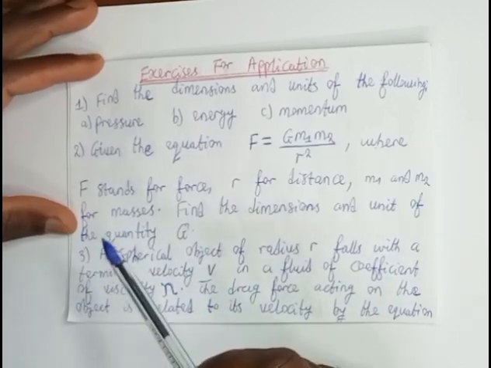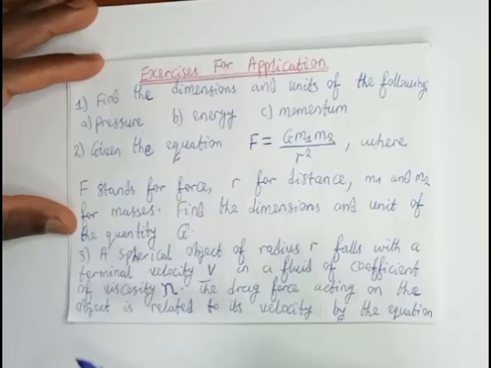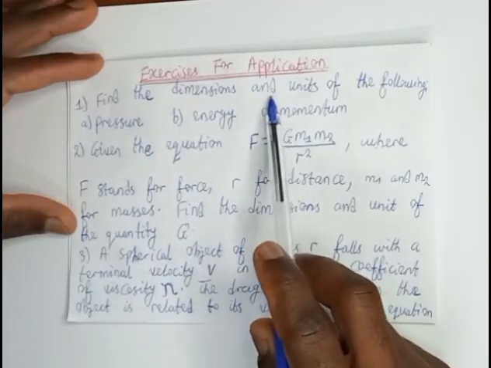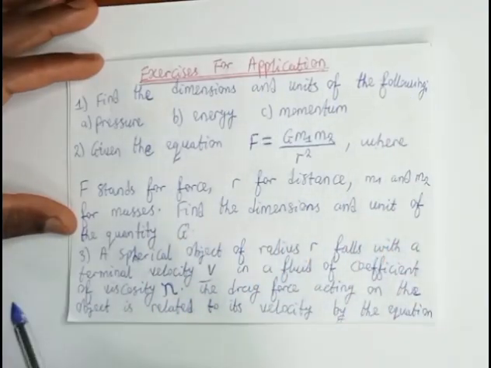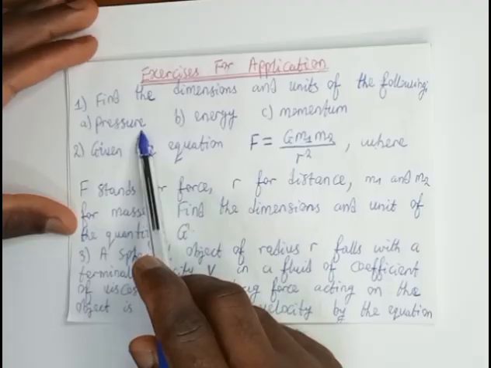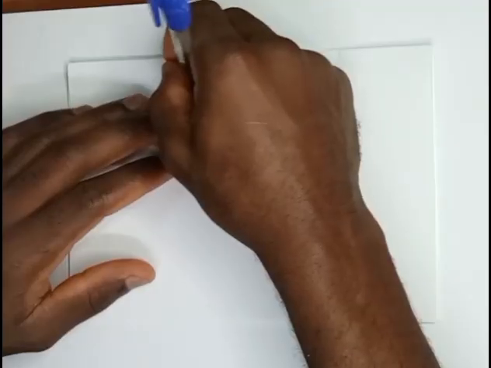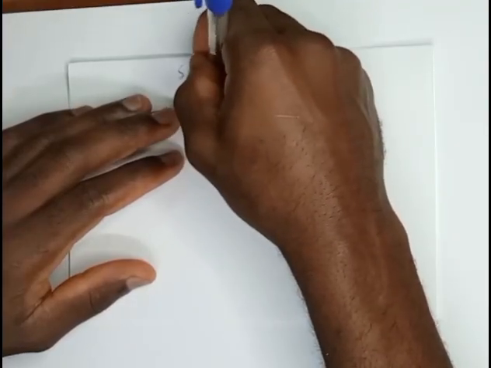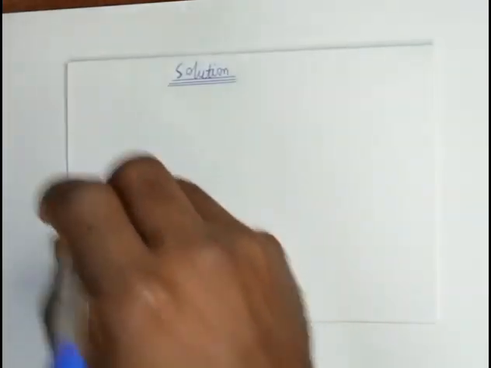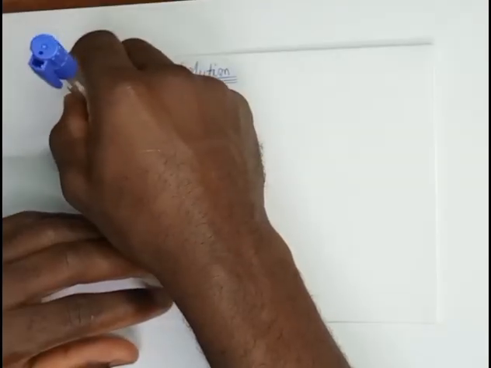We are to answer the following questions. For question 1, find the dimensions and units of the following. For question A, we have a pressure. We take down a solution. A, we have a pressure.